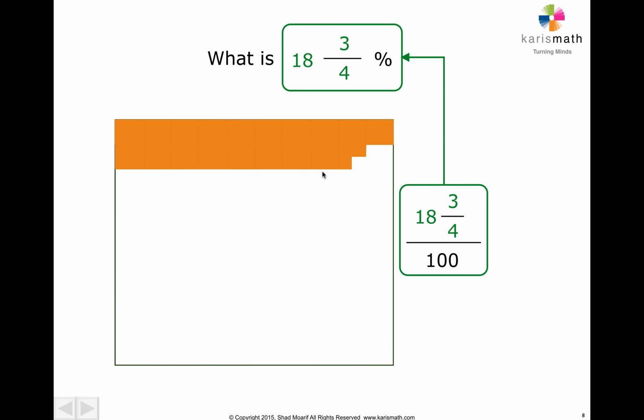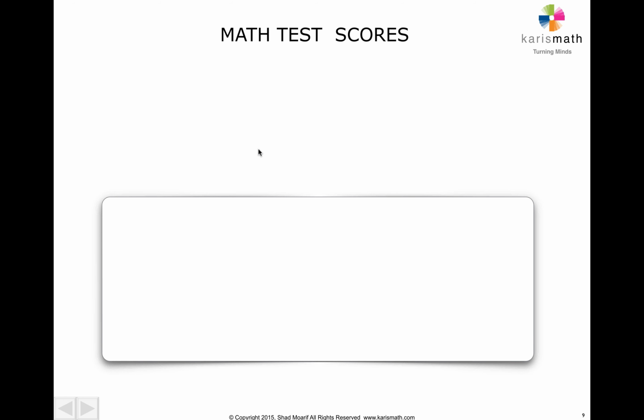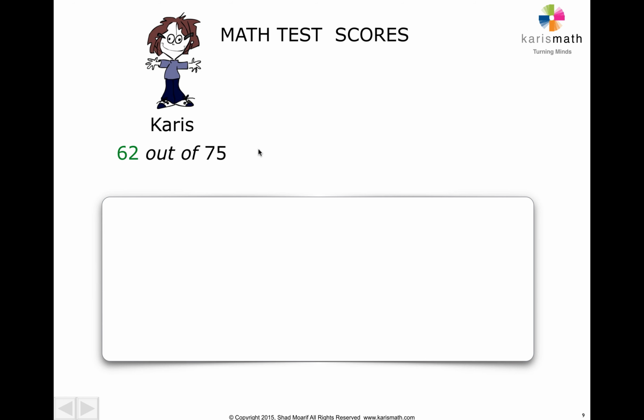What about, so that's 18.75%. If you want to write it to the decimal, it's 18.75%. Okay, let's compare some test scores here.